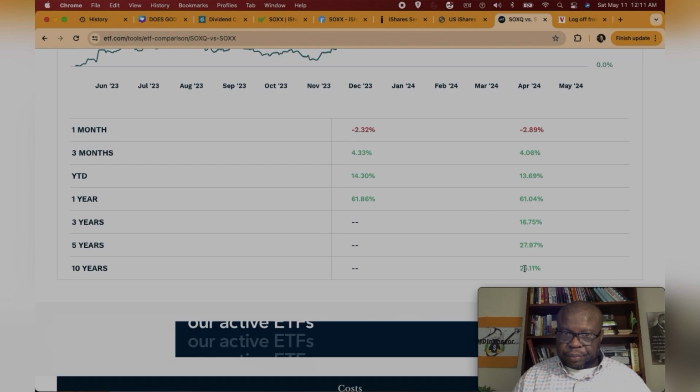So we see here that we only have one data point for SOXQ, the 1 year return. Obviously, as time goes on, in June of this year we'll have a 3 year return data point. But as we get to the holdings, we'll see that the holdings are pretty similar. So we could extrapolate that the return is probably going to be pretty similar and probably better for SOXQ, I would imagine, because there is a lower expense ratio eating into the returns. But that's a key difference, the expense ratio.